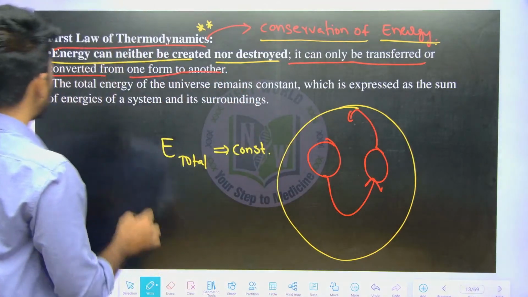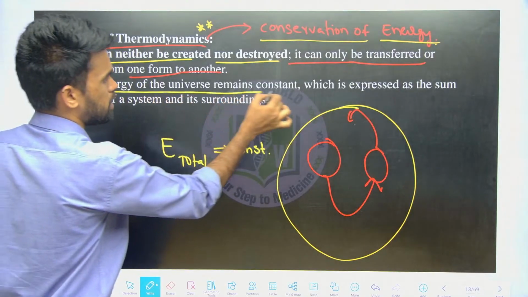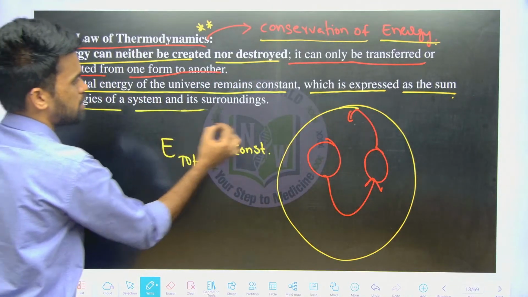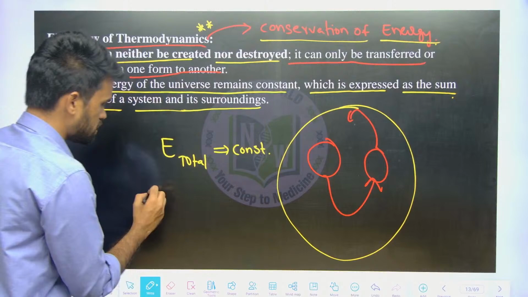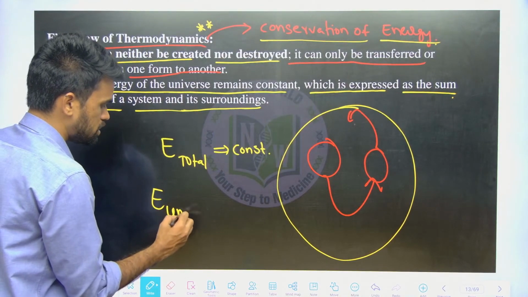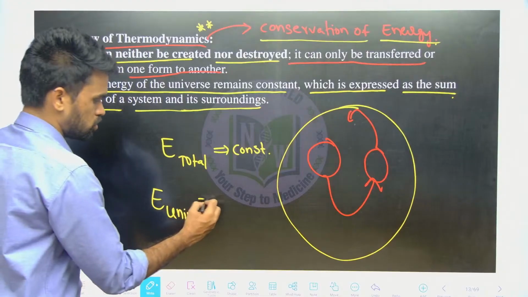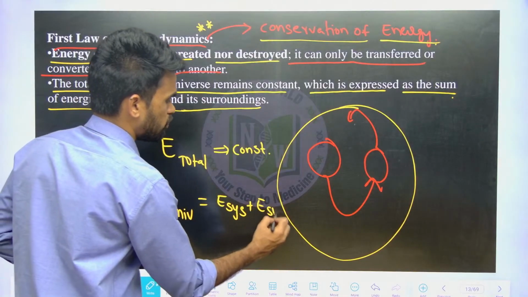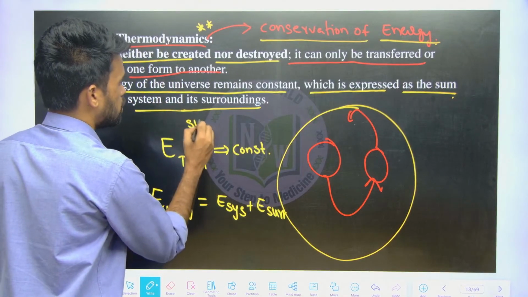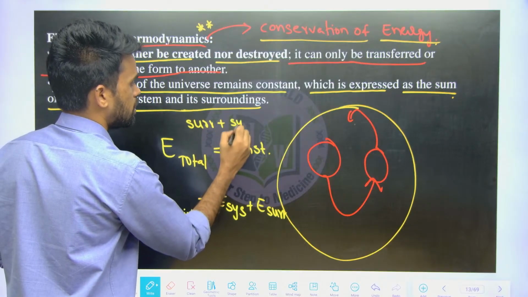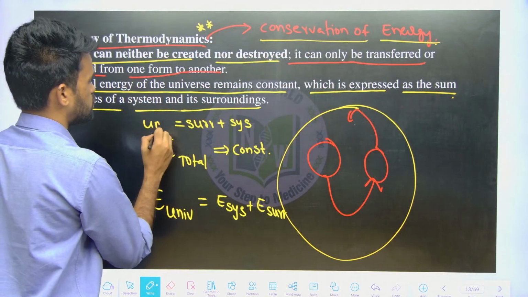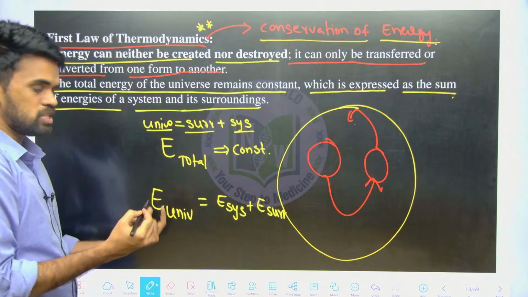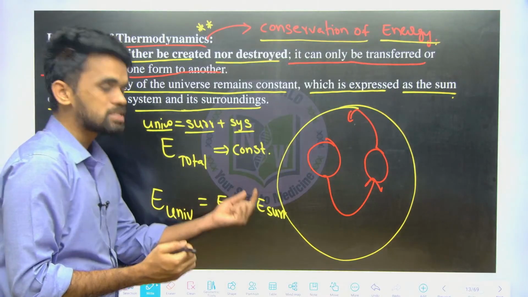Okay, now look at this. The total energy of the universe remains constant, which is expressed as a sum of energies of system and its surroundings. It means, as I told you, universe energy will remain constant. So energy of universe will be equal to energy of system plus energy of surroundings. Why are we writing like this? Because we know surroundings plus system all together is considered as universe. What is meant by universe? It is the total things, that is system plus surroundings is called universe. So energy of universe will be equal to system energy plus surrounding energy.